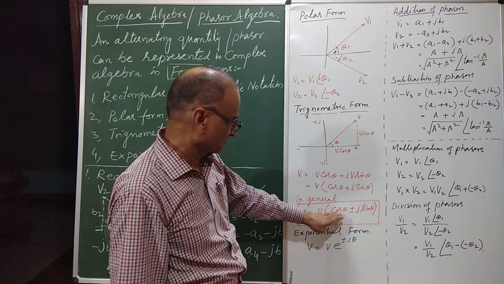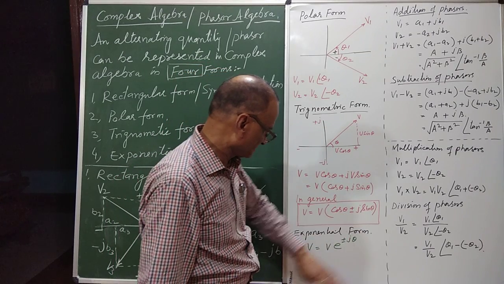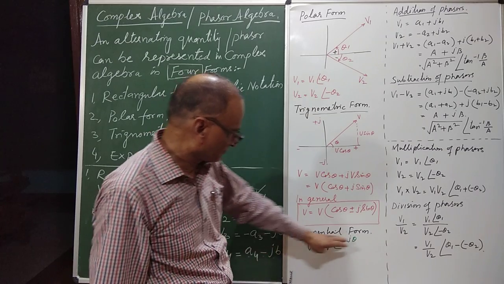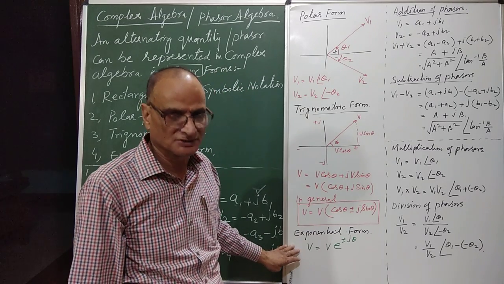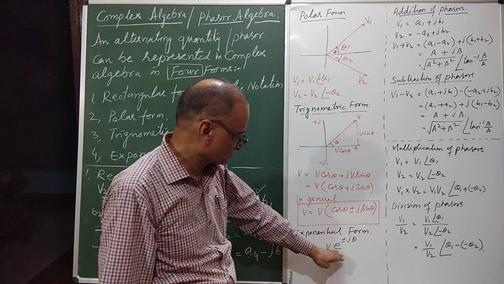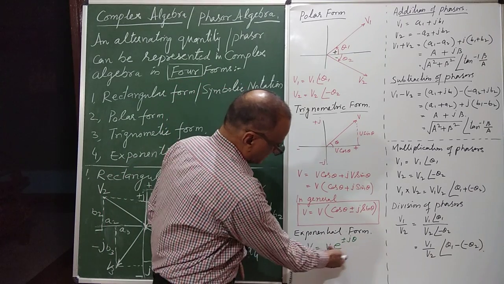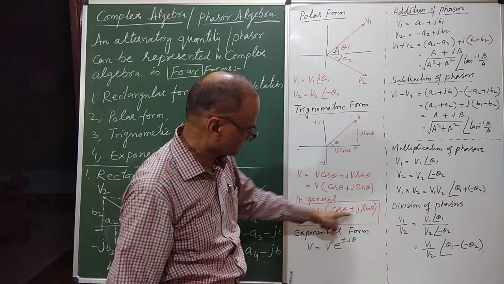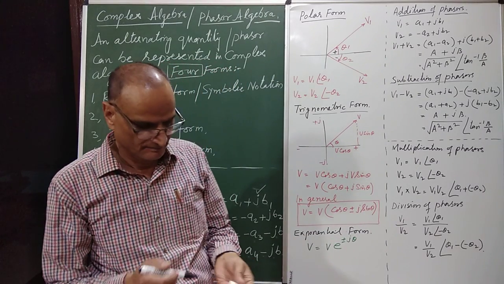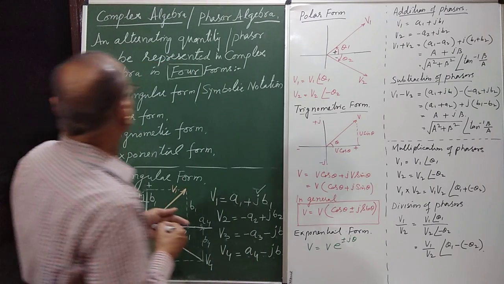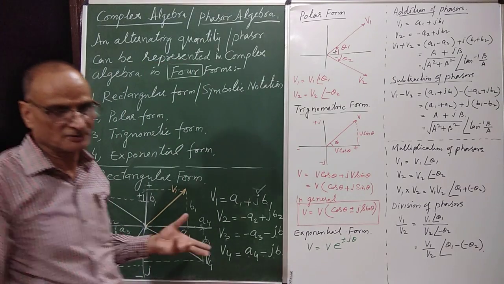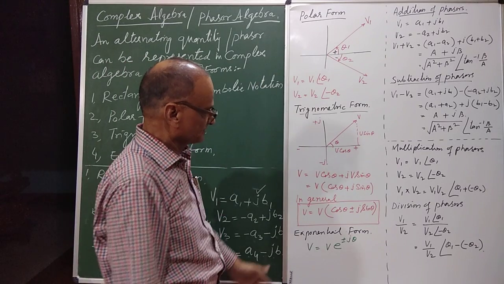And you also know that cos theta plus or minus j sin theta is called e raised to j theta. And this fourth form is the exponential form. Exponential form is V equal to e raised to the power plus or minus j theta, and its value is again cos theta plus or minus j sin theta. So these are the four forms of complex algebra. That means we can represent the alternating quantity in four forms.